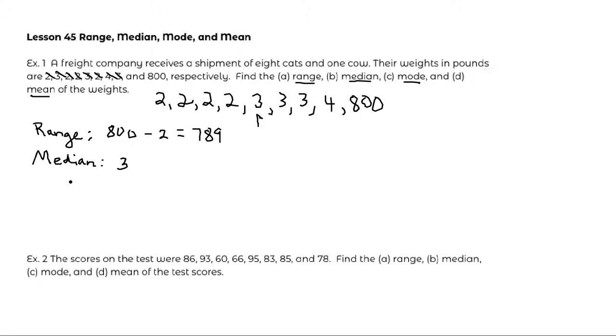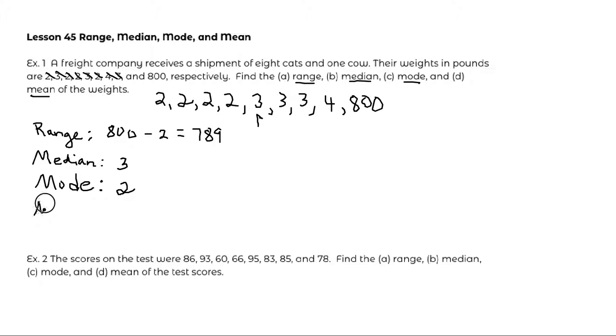All right, the next one is the mode. And I like to think of mode as most. It's the number that occurs the most frequently. So that would be 1, 2, 3, 4 2's. So the mode would be 2. It occurs more often than any other number. There can be more than one mode. If the 3's appeared 4 times, we would have 2 modes, a 2 and a 3.